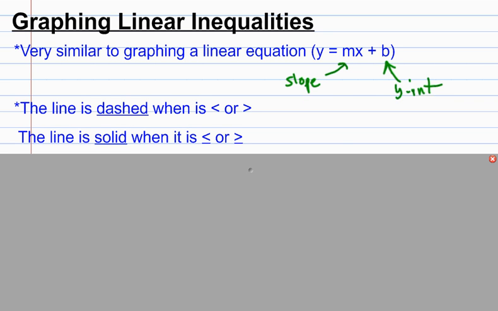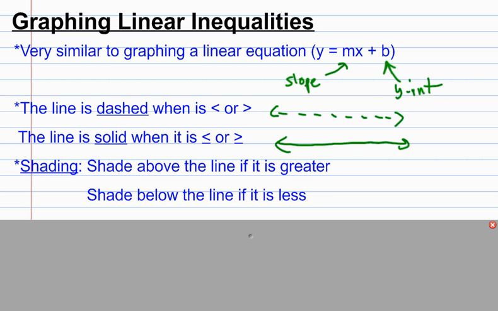Here's another tip. When you're making the line, it's different if it's a dashed line or a solid line. If it's less than or greater than, it's a dashed line. So we'd make a line that's dashed with our arrows at the end. If it is greater than or equal to or less than or equal to, that's where it's a solid line, because it could be equal to that line.